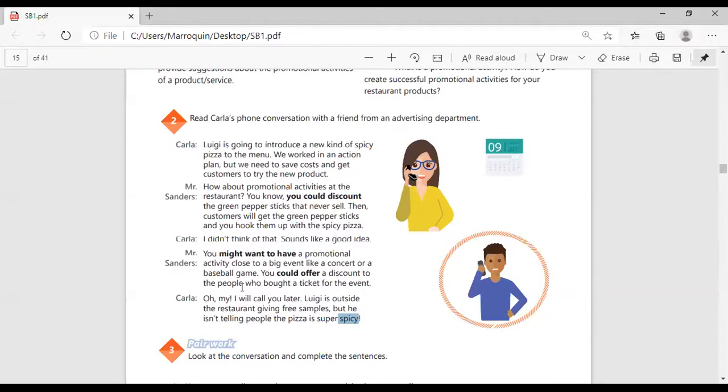Me, teacher. Yes, Jimena. In the part, hook them up. With the spicy pizza. Hook them up. Does anybody know the meaning of this expression? Enganchar. Yes. The word hook means gancho. Now, when you say hook them up, that's exactly what it means, enganchar. So, ahí los enganchas con la pizza picante. Hook them up. Any other questions or comments, people?